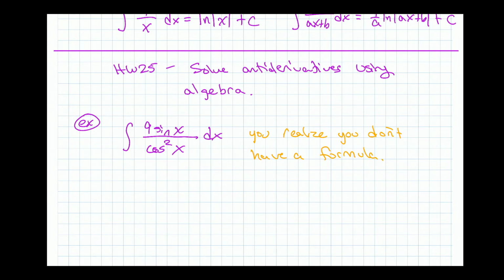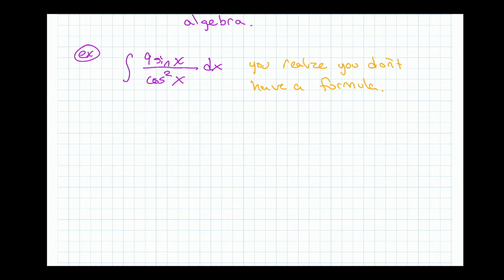Okay, I should have written that in a darker color, but I didn't. So you realize you don't have a formula. So what you have to do is try to do a little algebra. That's all. And so on this one, what you can try to do is rewrite it. So we're just rewriting it. We're not changing anything.